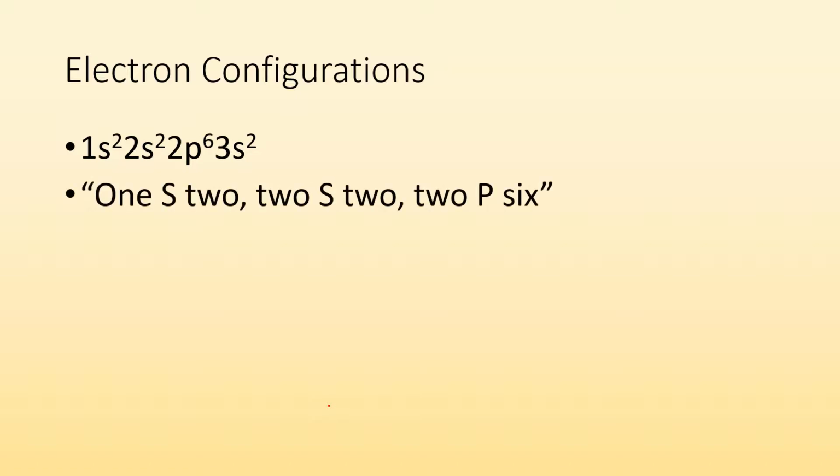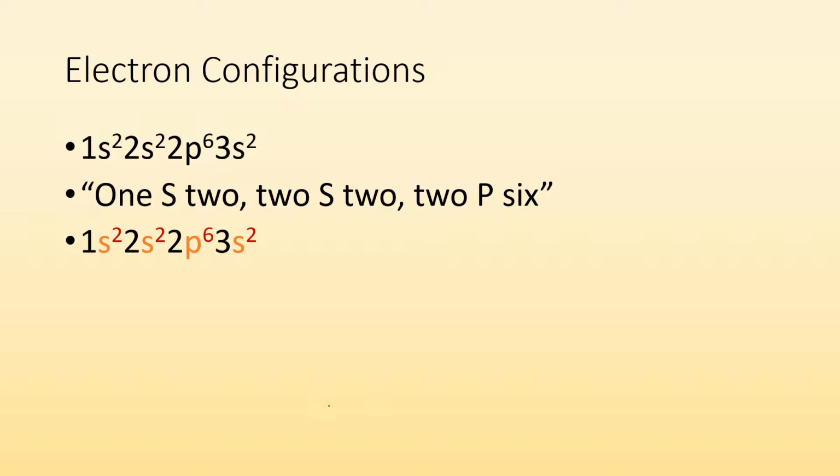So electron configurations are going to look like this. We've got 1s2, 2s2, 2p6, 3s2. What is going on there? That's how you're going to read it, right? It's 1s2, 2s2, 2p6, 3s2. So let's break it down. There's a lot of numbers and letters in here.